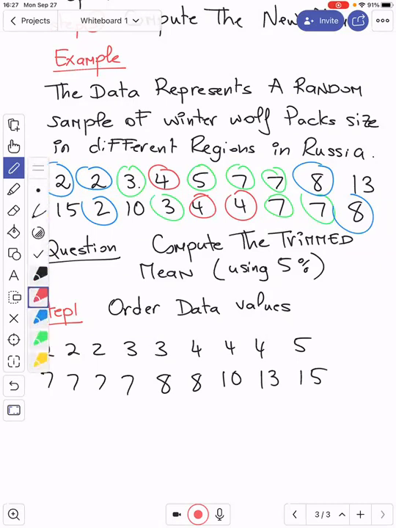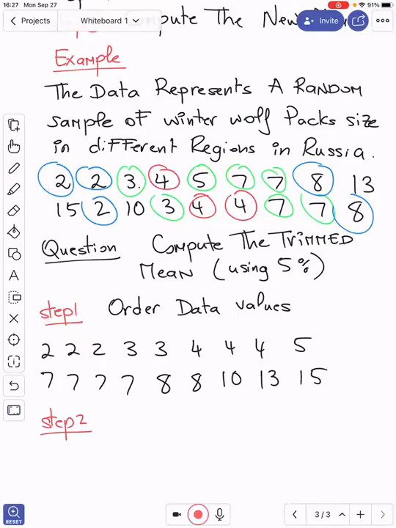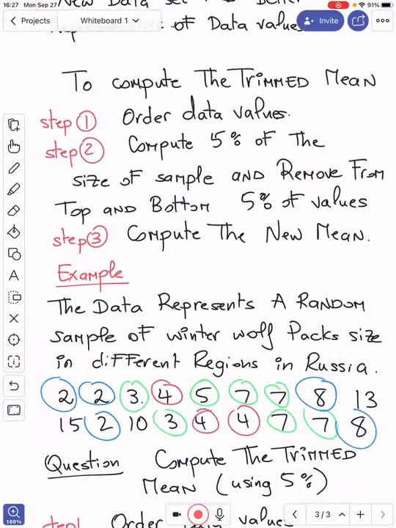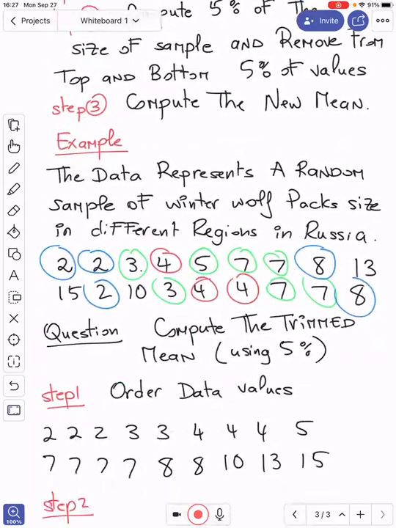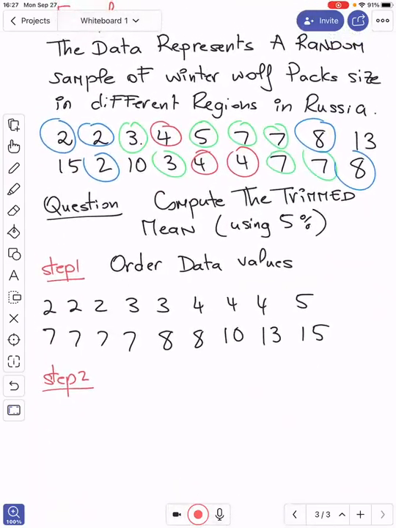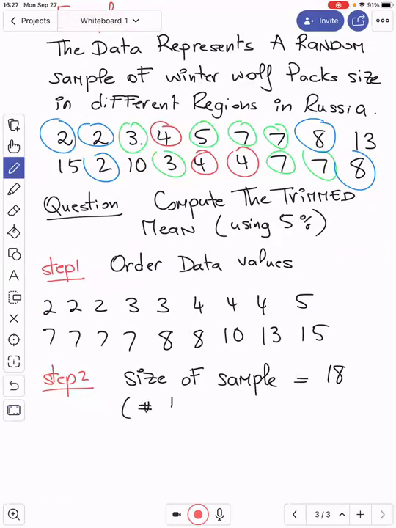Step number 2. As we said, in step number 2, we are supposed to compute 5% of the size of the sample, right? So what's the size of the sample? Size of the sample, that's just the number of data values, right? So we have 18 numbers or 18 data values. So the size of the sample is just 18. Okay, that's again, the number of the data values.